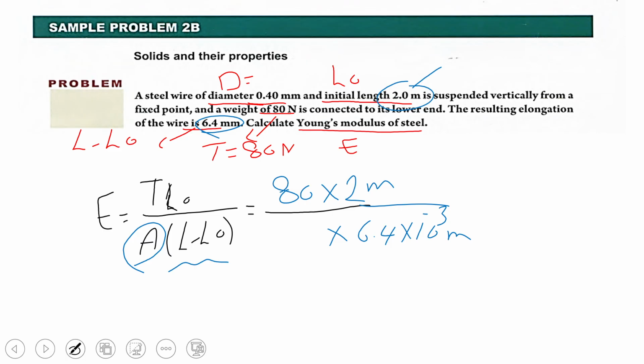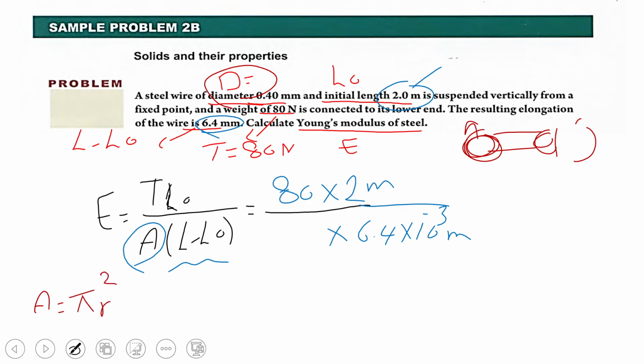But guys, it's written diameter, because for a wire, at the end of each wire we have a cross-section area. This cross-section area is like a circle, so instead of area we have to write the area of the circle. The area of the circle is equal to pi r square, pi r power 2. But in the question it's written diameter, so you have to make this diameter into radius by dividing by 2.